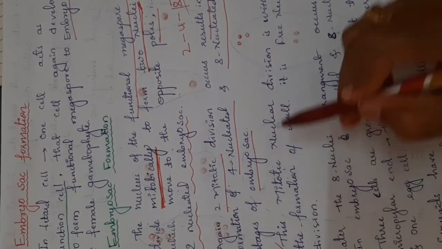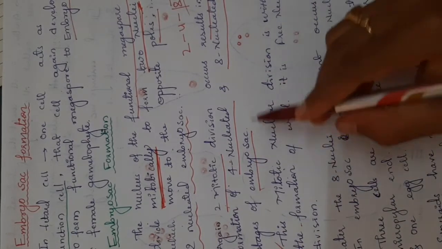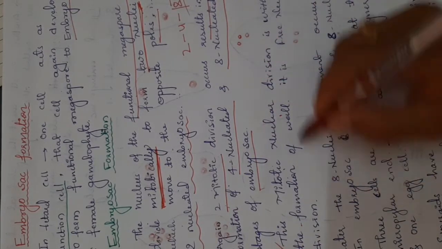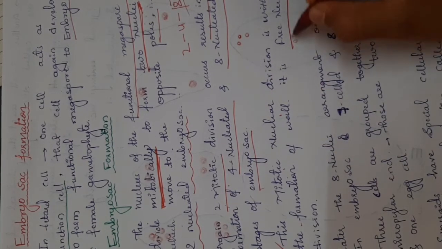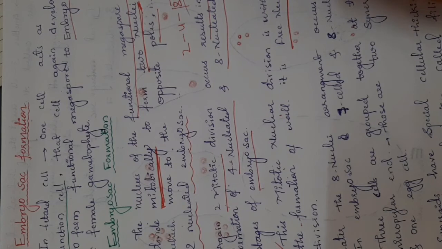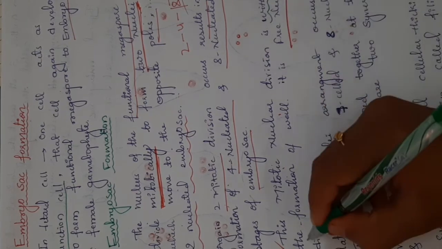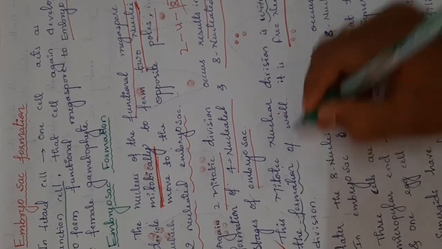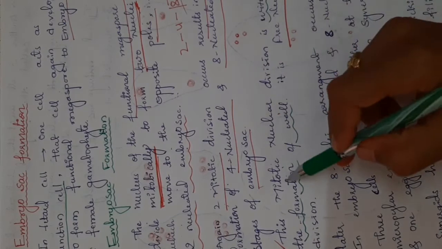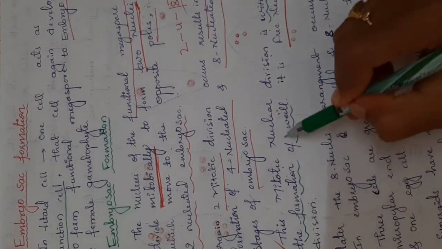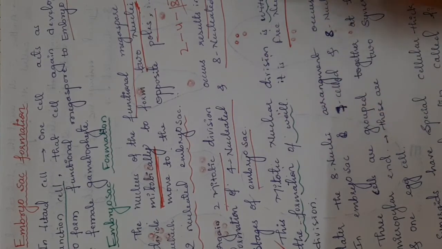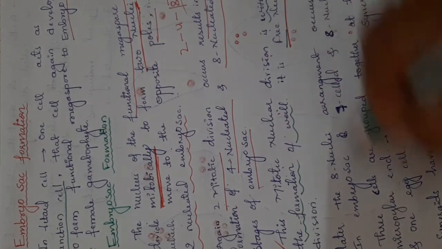This mitotic division is not a wall formation division. It is a free nuclear division. Free nuclear means the division of the nucleus occurs without the formation of a wall. Mitotic nuclear division is without the formation of wall. It is actually a free nuclear division.